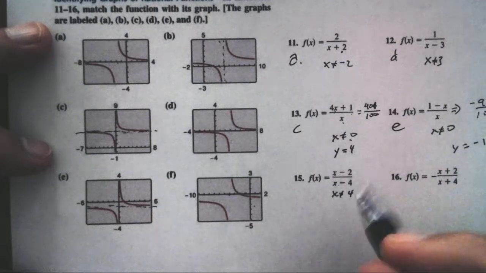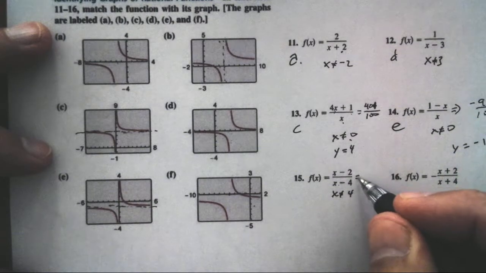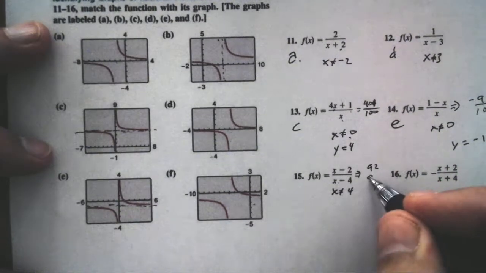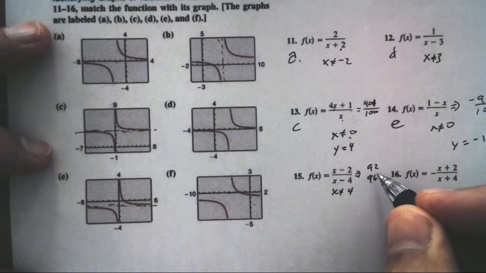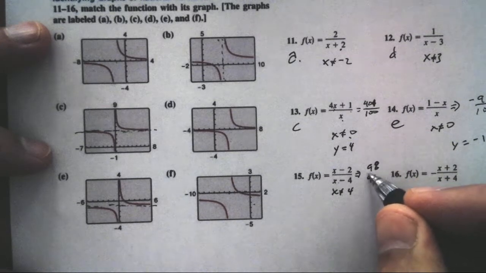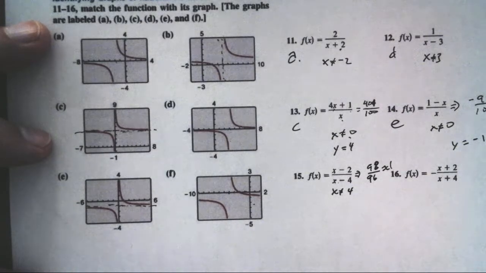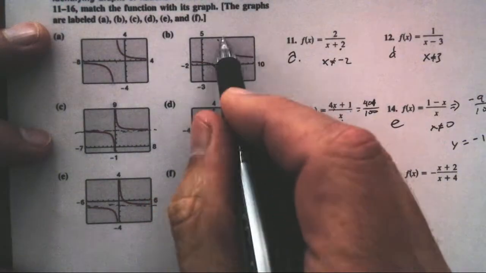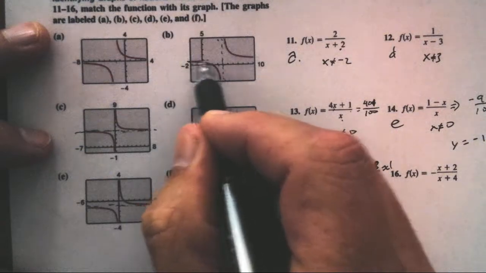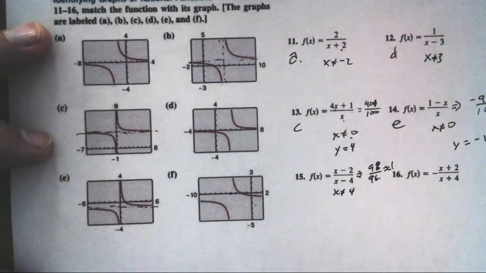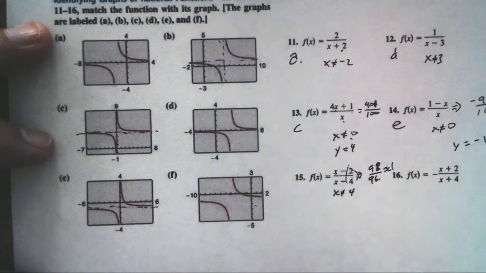As x gets huge, let's say 100, we would get 92 over 96. Nope, 98 over 96, which is just about equal to 1. And so we see here, not only do we have the vertical asymptote, it looks like there's a horizontal asymptote. It's trying to be 1. It just never quite is because it's offset.